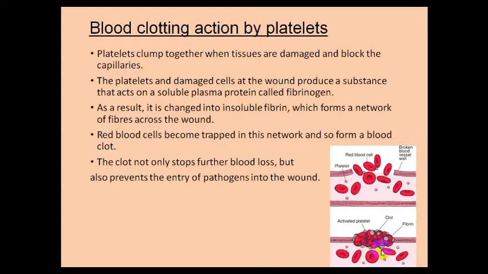So this is the insoluble fibrin. The red blood cells will become trapped in this network and so form a blood clot. So this is the blood clot. This is to prevent any further blood loss. Apart from preventing further blood loss, it also prevents the entry of pathogens into the wound, because any broken blood vessel makes an easy passage for pathogens to go directly inside our body, which can be dangerous for immunocompromised people.